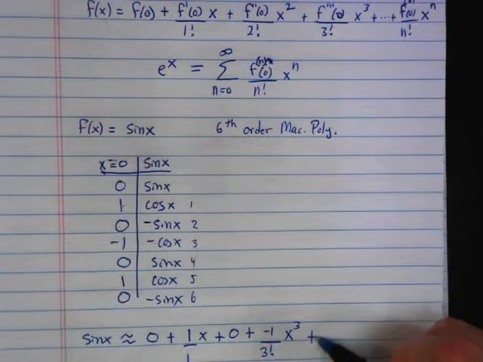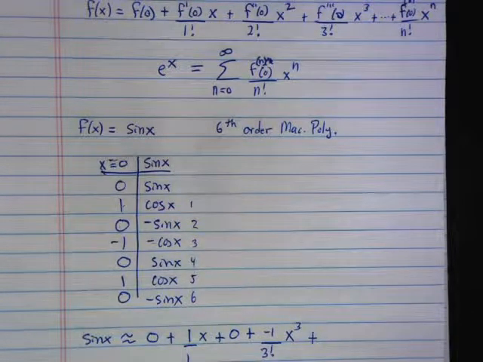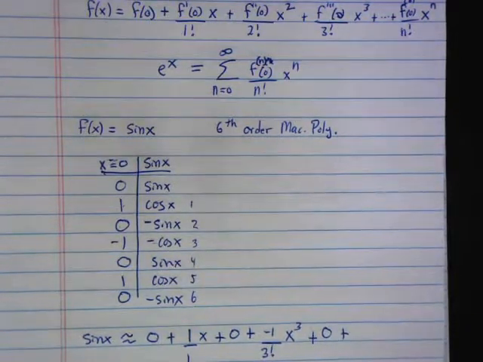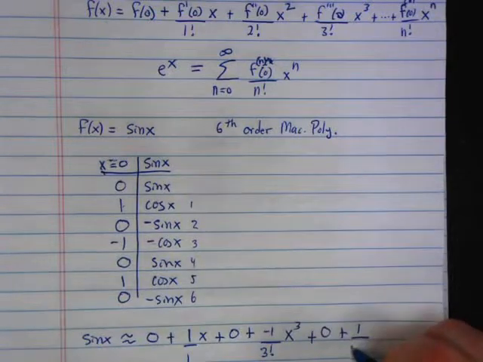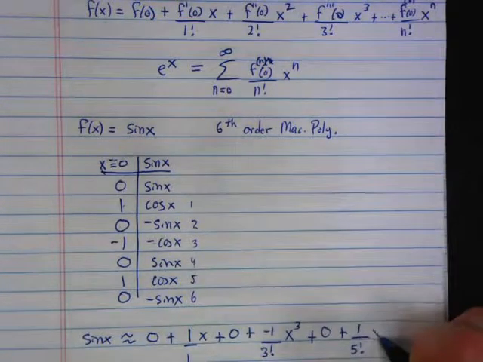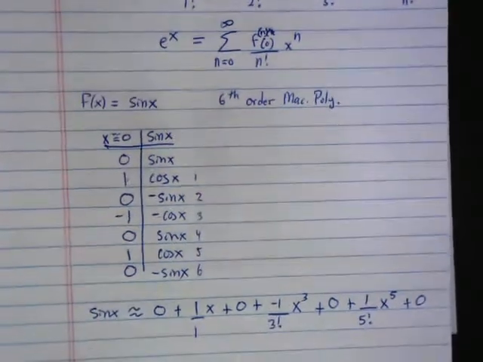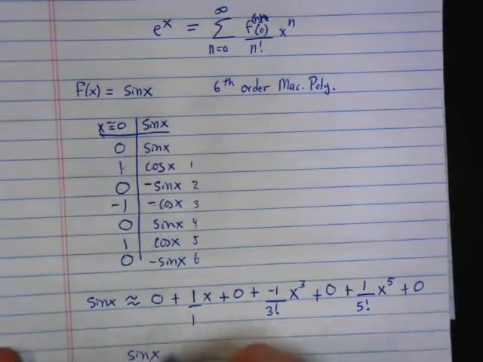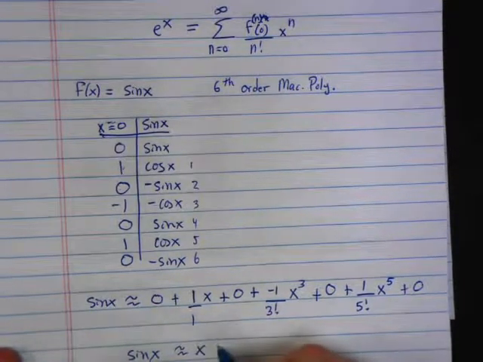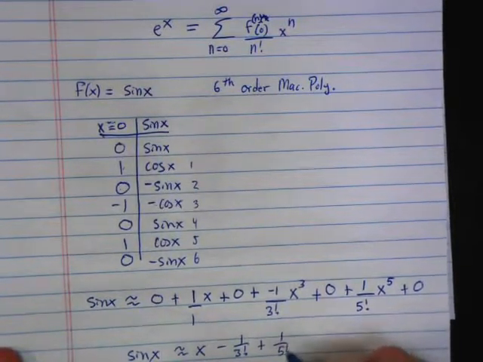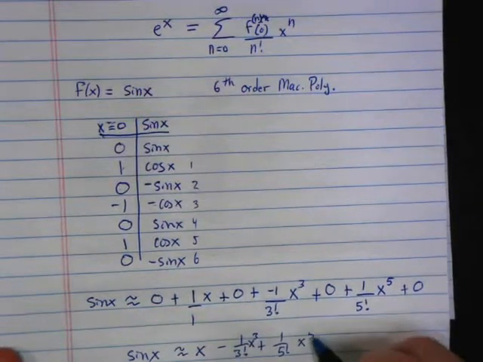Plus, what's the fourth derivative? It's 0. Plus, what's the fifth derivative? Back to 1. So that's going to be 1 over 5 factorial x to the fifth. And then finally, plus 0. So, sine of x is approximately equal to x minus 1 over 3 factorial x cubed plus 1 over 5 factorial x to the fifth.